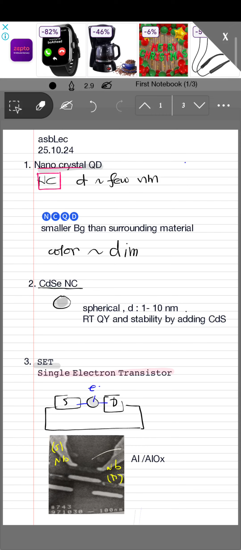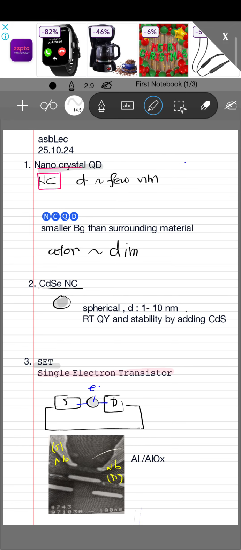Hello students, in this lecture we will be discussing different types of quantum dots. First, we will start with a nanocrystal quantum dot. A nanocrystal is normally a crystal which has been derived from, or ground from, a microcrystal, and it has a dimension of a few nanometers.